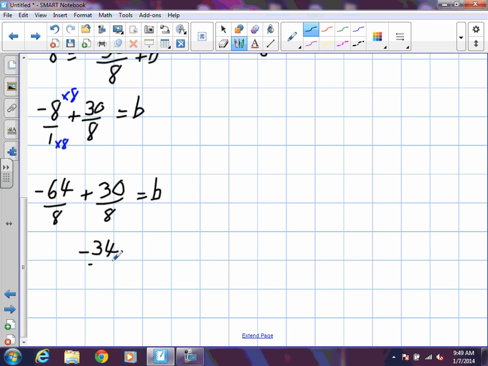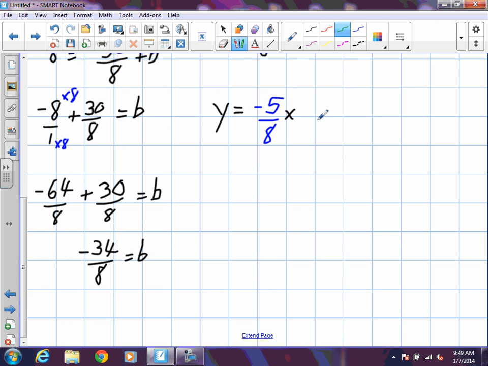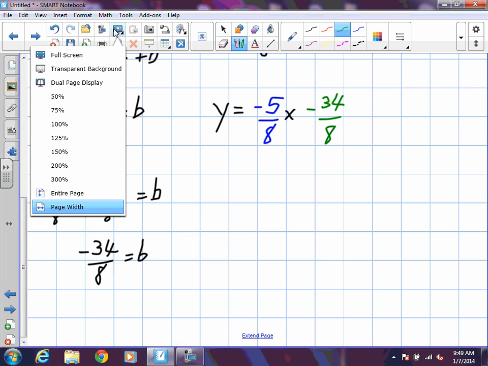So, our equation, remember we have to write in y equals mx plus b. y is equal to, our m was negative 5 over 8, times x. And our b was negative 34 over 8. I know that looks like a multiplication, but that's a variable of x. Okay? So let's do the next page. So same process, done twice.